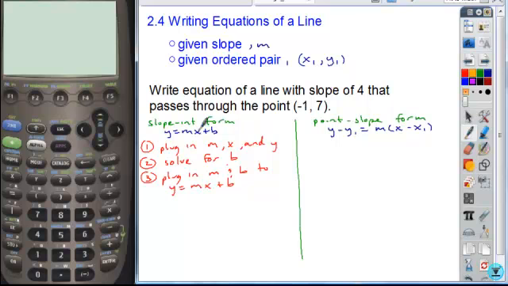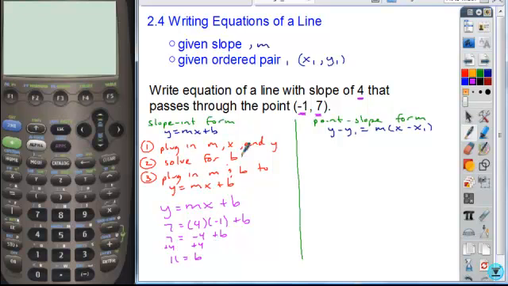Okay, so we're going to take our equation, y equals mx plus b. We're going to substitute in our m value, 4, our x value, -1, and our y value, 7. So we plug in all of those, and now we're going to move on to the second step, which is to solve for b. So if we simplify this, 4 times -1 is -4. Add 4 to both sides, and you get b is equal to 11.